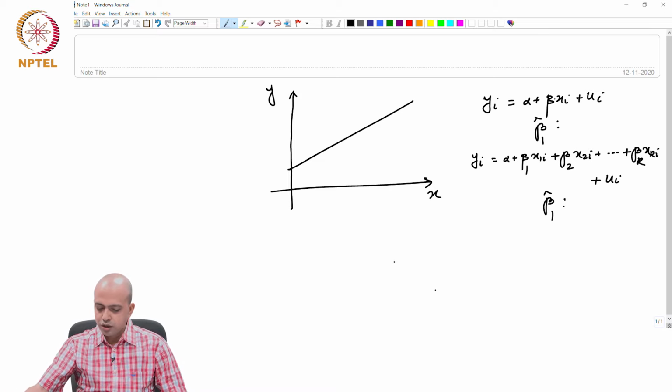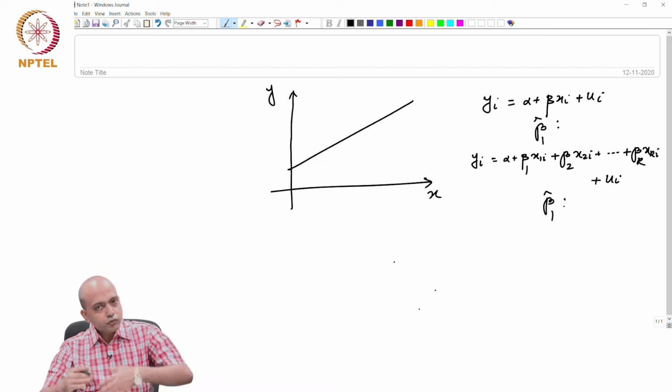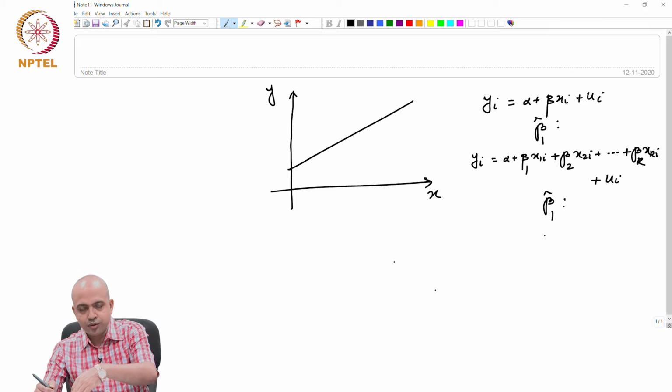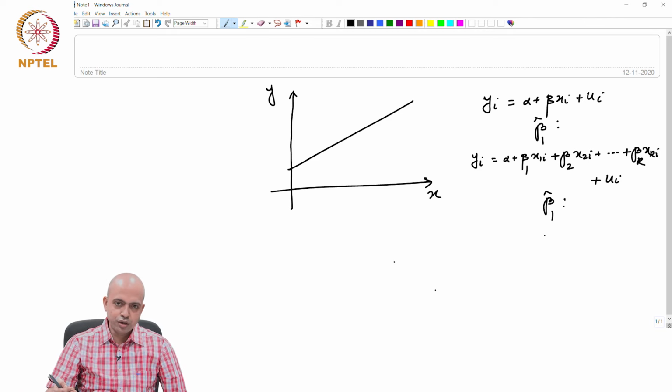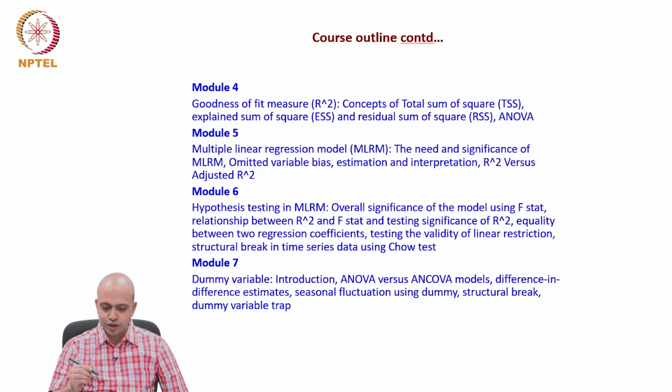So, we will learn what is the difference in the interpretation of beta hat in the context of multiple linear regression model compared to the two variable linear regression model, right.